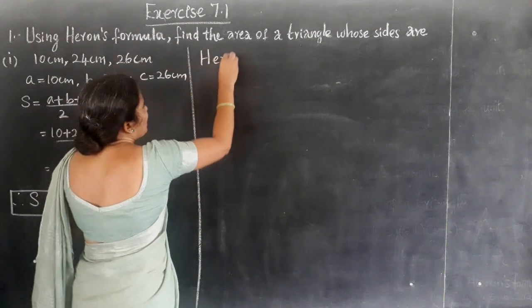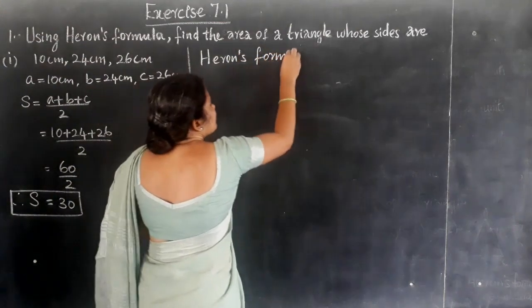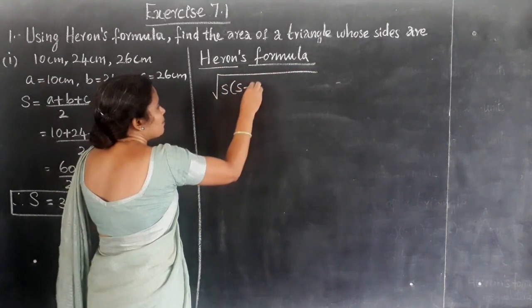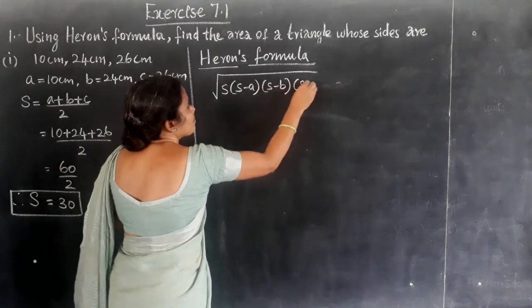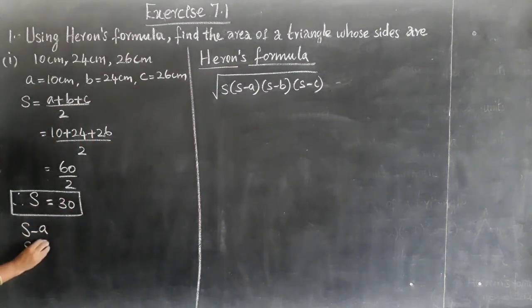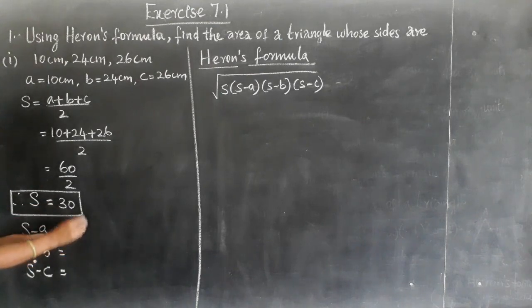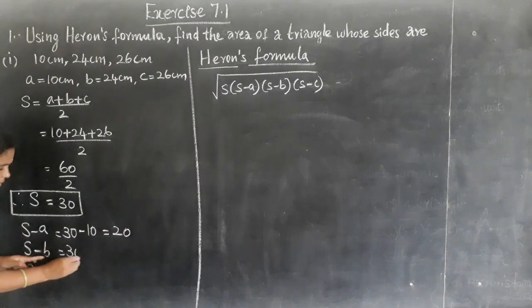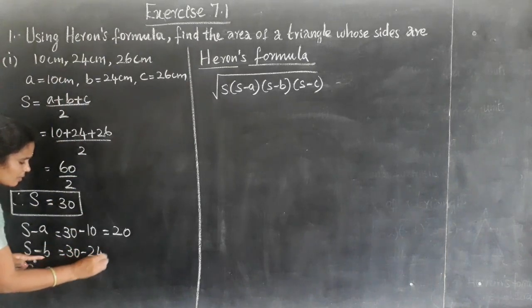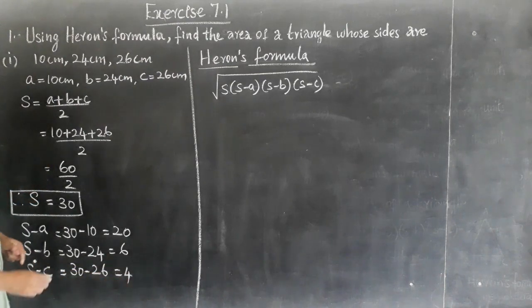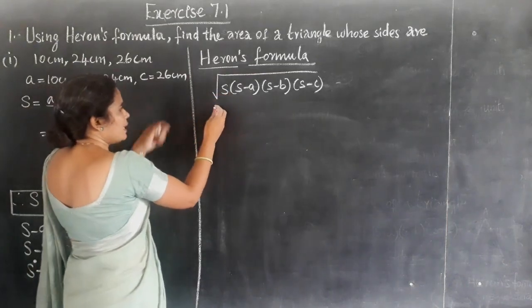And to find the area of a triangle using Heron's formula, the square root of S into S minus A, S minus B, S minus C. Okay, now find S minus A, S minus B and S minus C. So S 30 minus A 10 centimeter, so 30 minus 10 is 20, and S minus B, 30 minus 24 is 6, and S minus C, 30 minus 26 is 4.